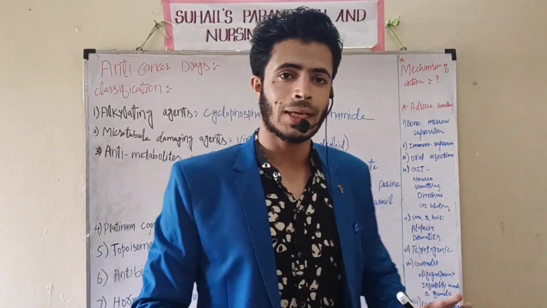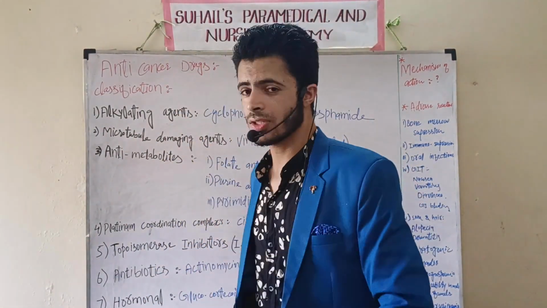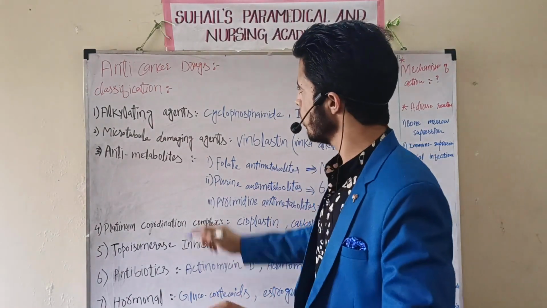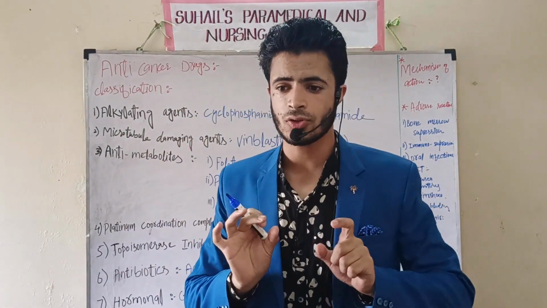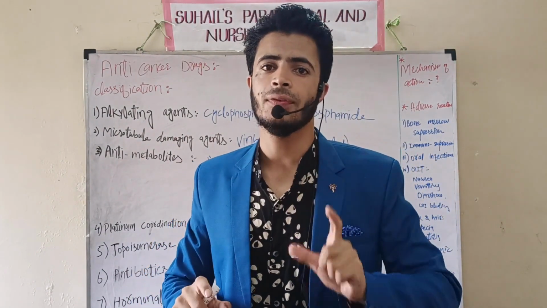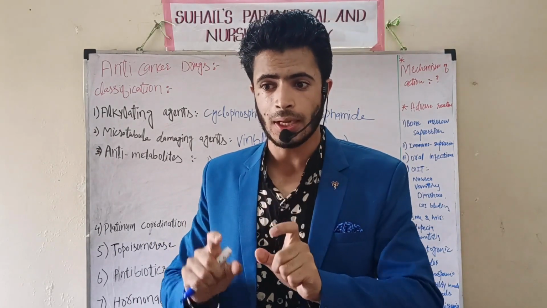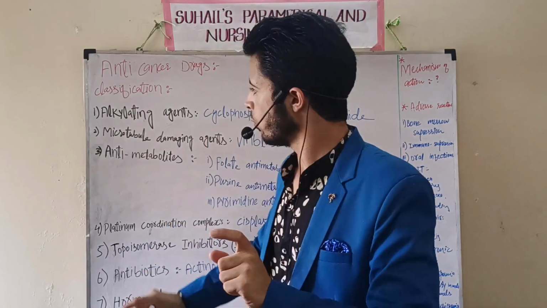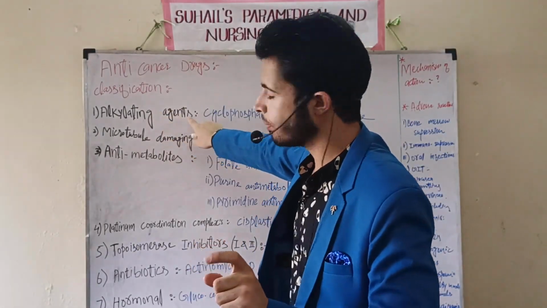Now I am telling about the anti-cancer drugs. What will be our aim? The aim of anti-cancer drugs is to destroy the cancer cells. How will we destroy the cancer cells? Remember, the cancer cells can be destroyed by different means. We can attack the DNA of the cancer cells. We can attack the metabolites of the cancer cells.